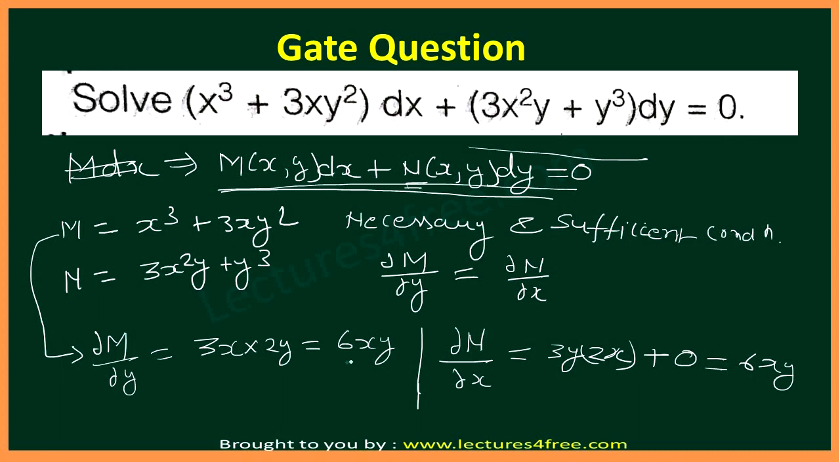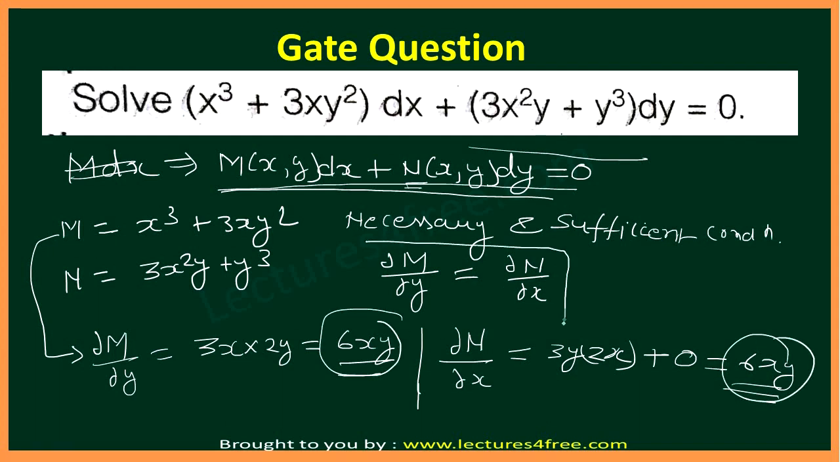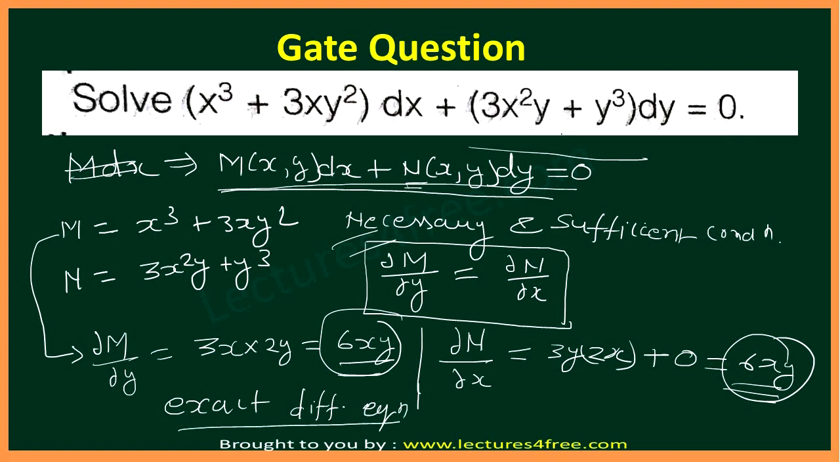Now here you can see ∂M/∂y is equal to ∂N/∂x, and both are equal to 6xy. This means the condition ∂M/∂y equals ∂N/∂x is satisfied, which means this equation is an exact differential equation.